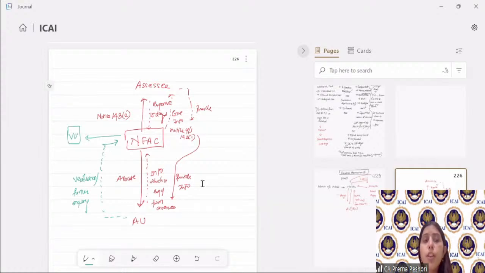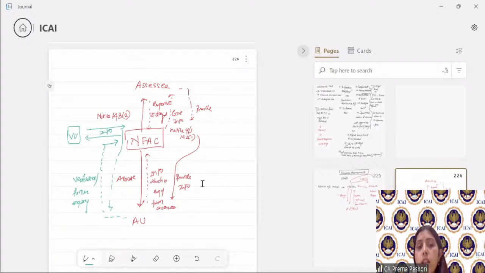Now, what is the job of the verification unit? Verification unit will verify, cross-examine, issue the summons, and do the further verification. That is the role of the verification unit. And whatever information NFAC receives from the verification unit, it will give it again to the assessment unit.